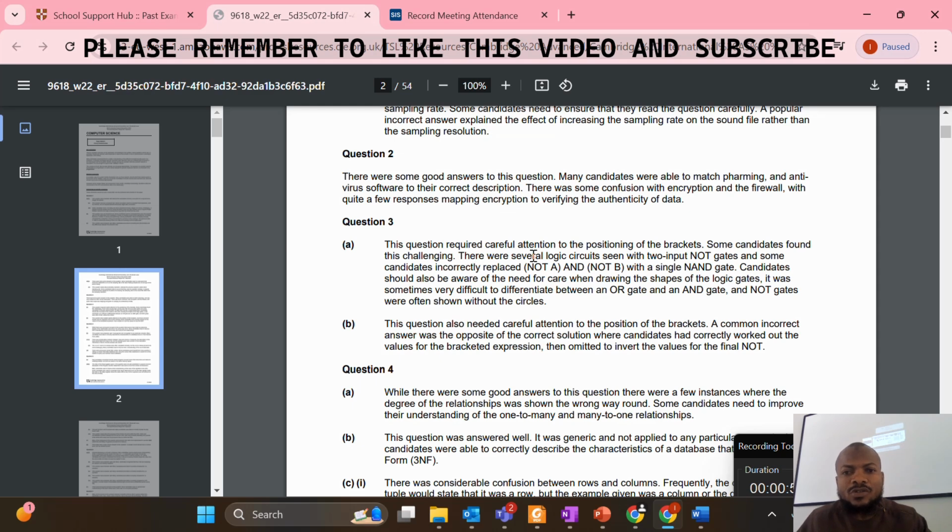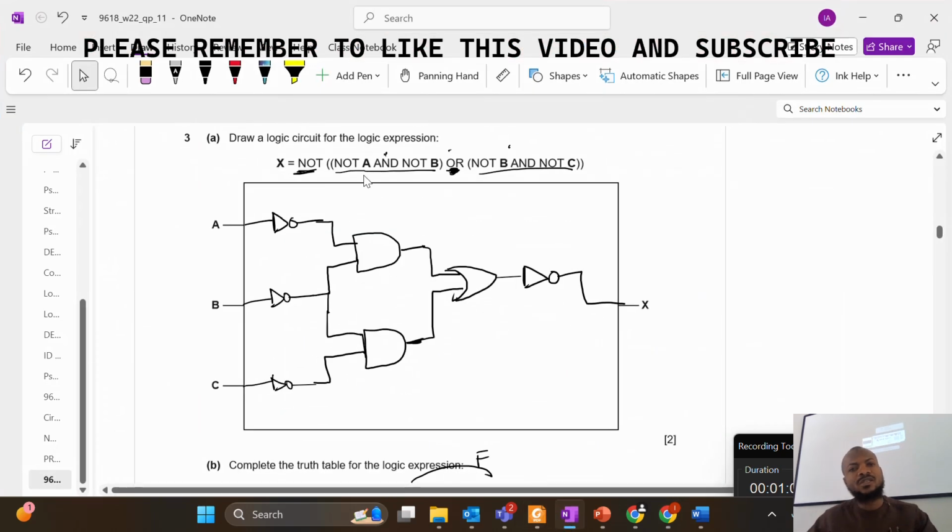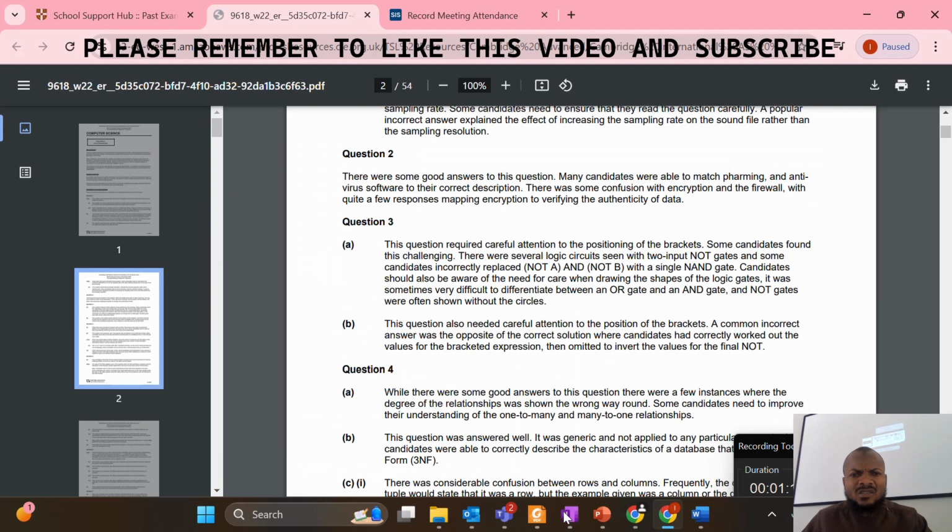Now, question 3. The question required careful attention to the positioning of brackets. Remember, when I was solving this question, I said that the brackets are very important. You consider the bracket first before you solve this question, because the brackets tell you the precedence at which this question should be solved. And the examiner said that some candidates found this challenging. There were several logic circuits with 2 input NOT gates, and candidates incorrectly placed NOT A and NOT B with a single NAND gate.